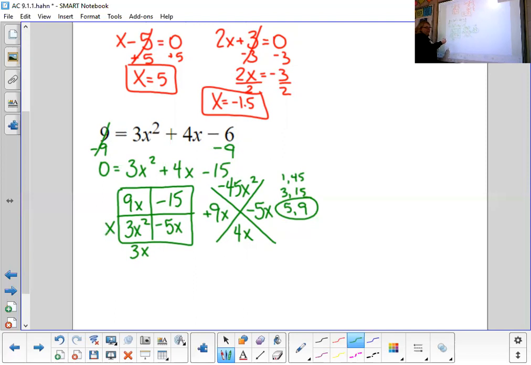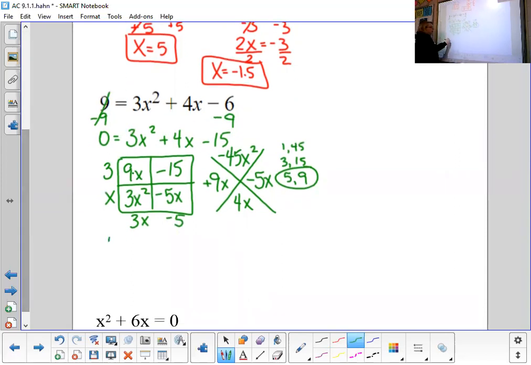So when I multiply them, I get 3x squared. 3x times 3 gives me 9x. X times negative 5 gives me negative 5x. And then double check. 3 times negative 5 is negative 15. So I know I factored it right.